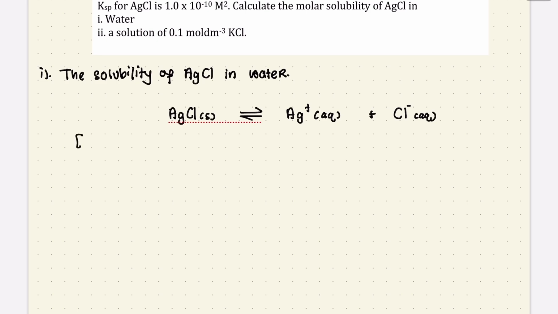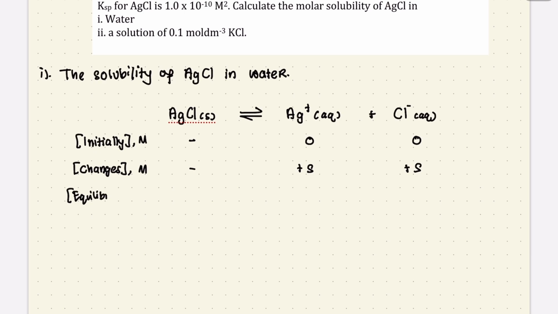Okay, so we know initially, this one, solid, has no concentration. Initially, there is no dissociation, so the concentration will be 0. Changes: we know this one will add plus S, plus S. S is referring to the solubility, and at equilibrium, it will be the same. So this is the ICE table. S, S.